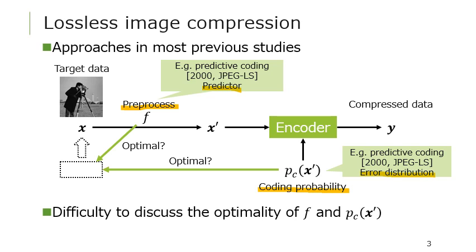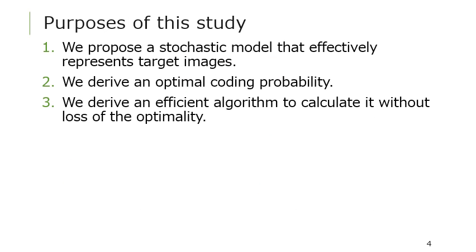There are various achievements of this approach. However, it is difficult to discuss the optimality of the preprocess and coding probability, because the assumption of a stochastic model on X is implicit. Then, in this study, we adopt the information theoretical approach.